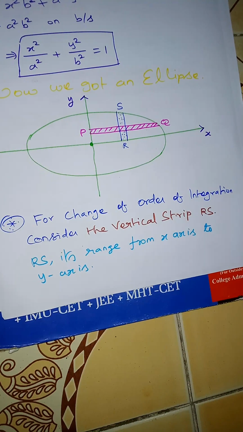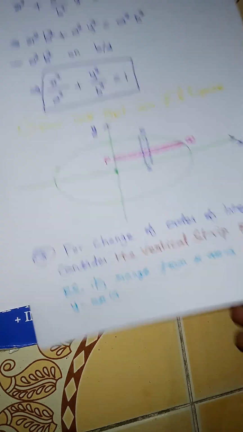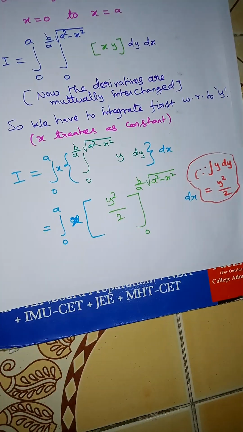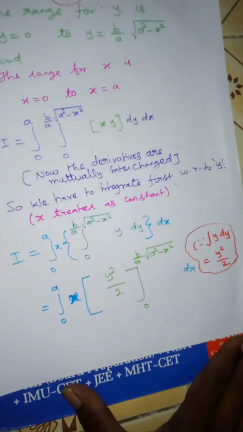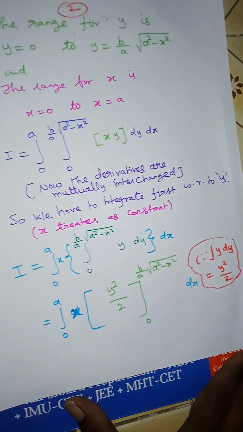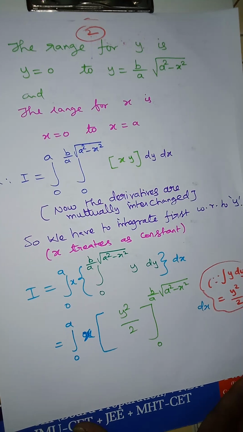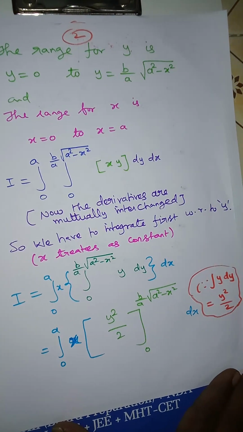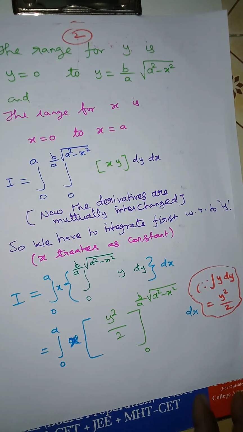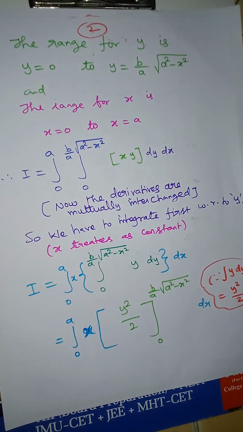For PQ, we are going to take the x-axis, isn't it? Okay. Now, for the next one, the range for y is equal to 0 and y equal to b by a square root of a squared minus y squared, and the range of x equal to 0 and x is equal to a.